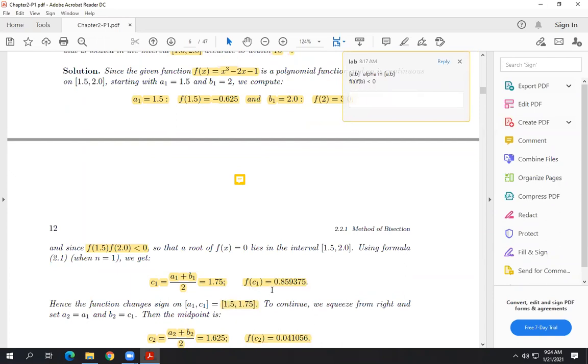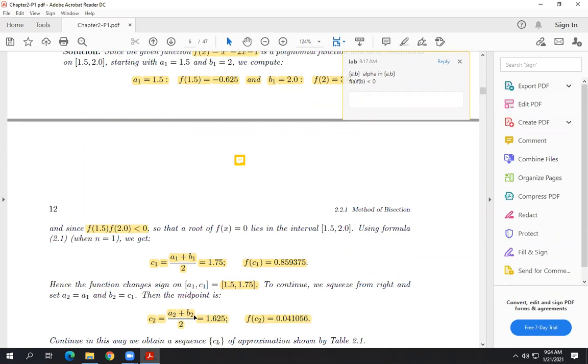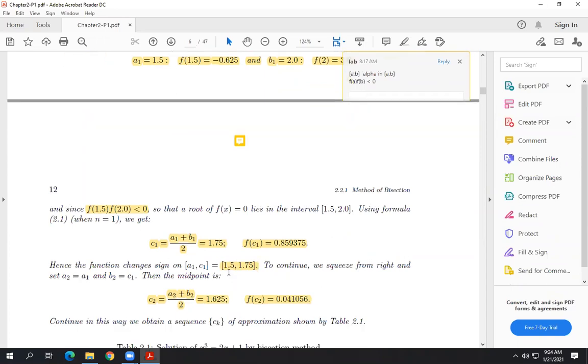So how can you find C2? Very simple. C2 is 1.5 plus 1.75 divided by 2, and this is the second approximation. In the exam, there is about a 99.9% chance they ask you for the second approximation. Let's say we find the second, alhamdulillah, we finish the question. But here I say find the third approximation.